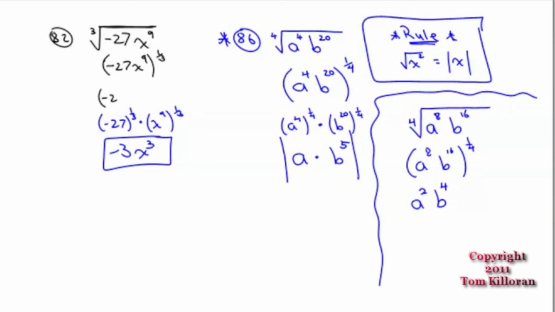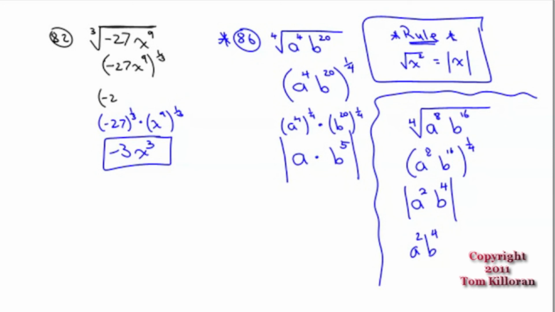All I'm saying is if you start off with an even index and you end up with variables with odd powers, you have to put absolute values around them. If you start off with an even index and you end up with even powers, you can ignore it. You could put them, but that's not the simplified version. The simplified version is really a to the squared, b to the fourth.